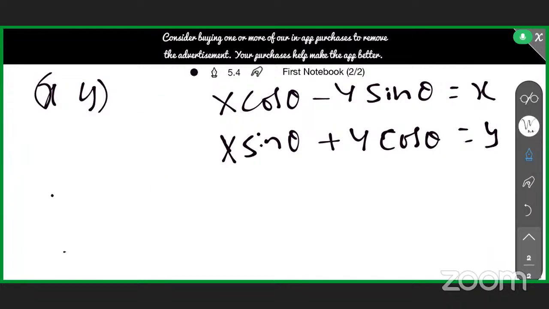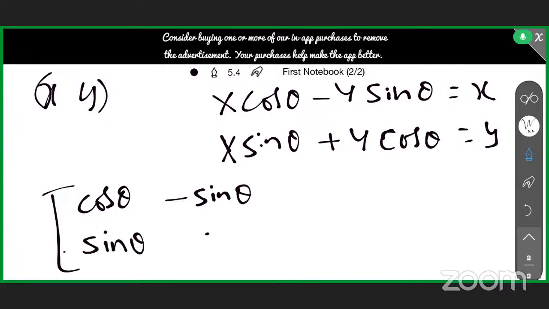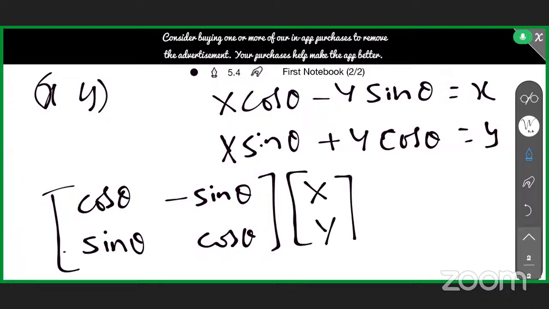So first we write the coefficients. Coefficient of x is cos theta. Coefficient of y is minus sin theta. Here with x, sin theta is there. Here with y it is cos theta. Here my X and Y are variables. Capital X, capital Y is equal to small x and small y. So the new coordinates can also be expressed in matrix form, where my matrix will be of this form.